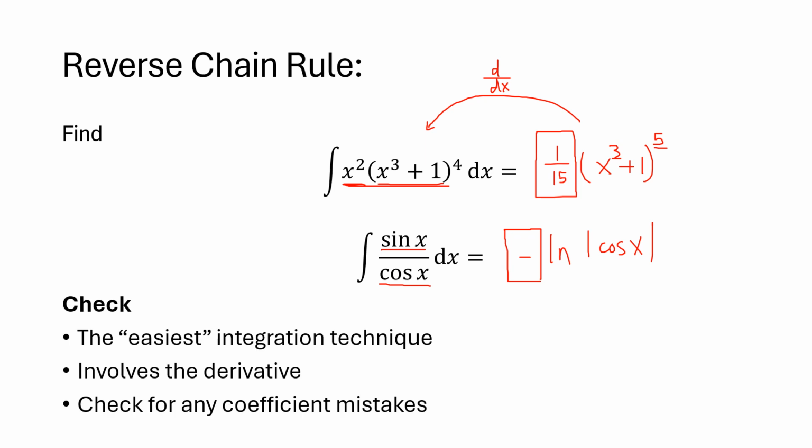Reverse chain rule is by far the simplest integration technique, as we are simply guessing our answer. So if we have some intuition on what the answer is, then we can solve it. The key aspect of this method, however, is that it must involve some derivative, and we need to be careful that we don't make any coefficient mistakes.